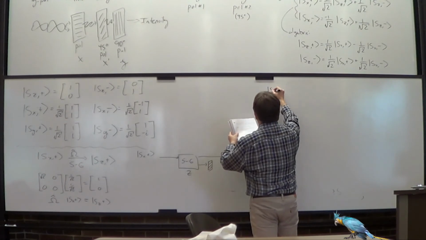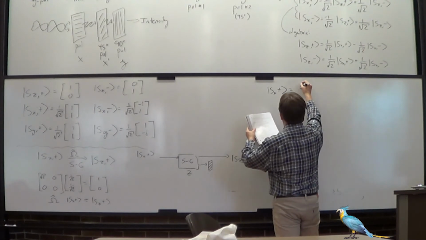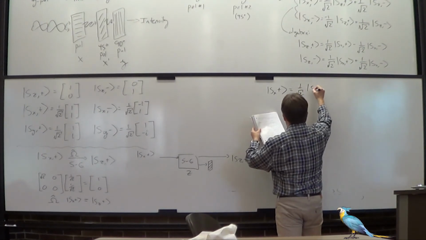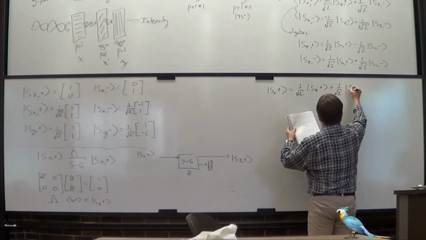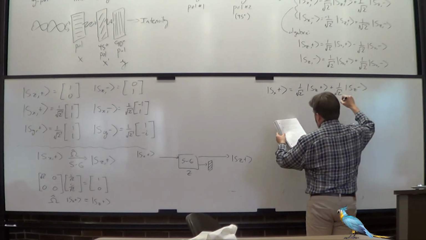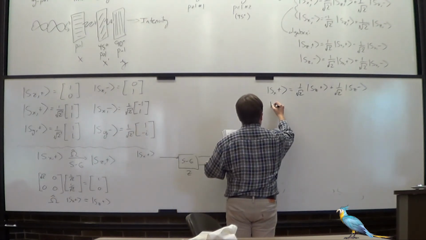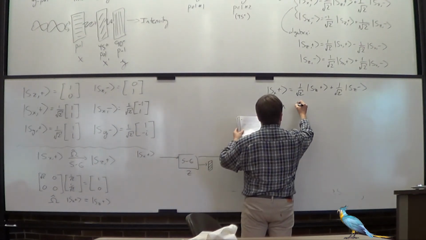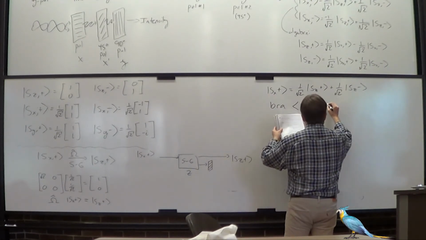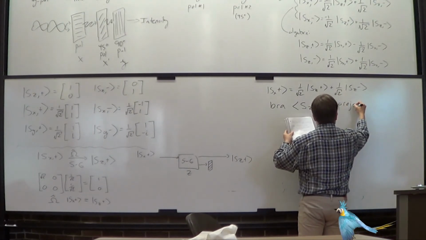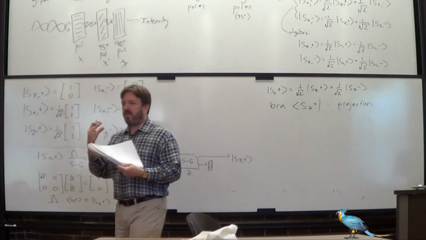Okay, now let's remember that SX plus is, I know it's up there, but I'll rewrite it: 1 over square root of 2, SZ plus, square root of 2, SZ minus. Now, what I want to do is introduce a bra. That's a ket. Here's a bra. A bra is like this. Now this is a projection. Okay, so a ket is a state, a bra is a projection onto a state.